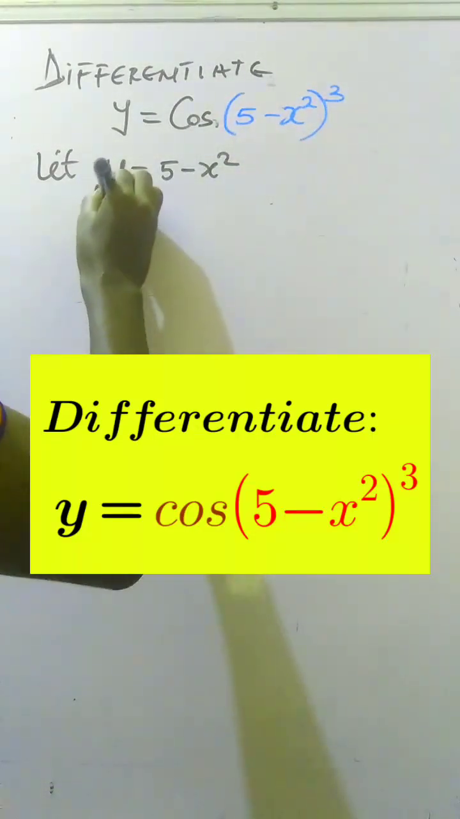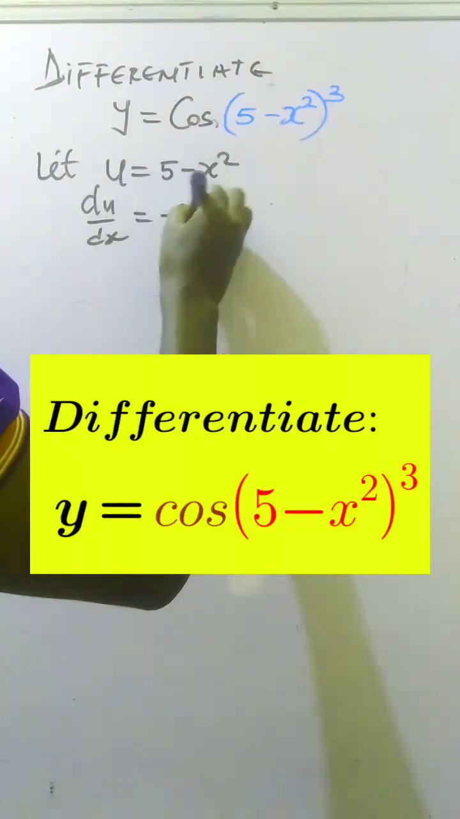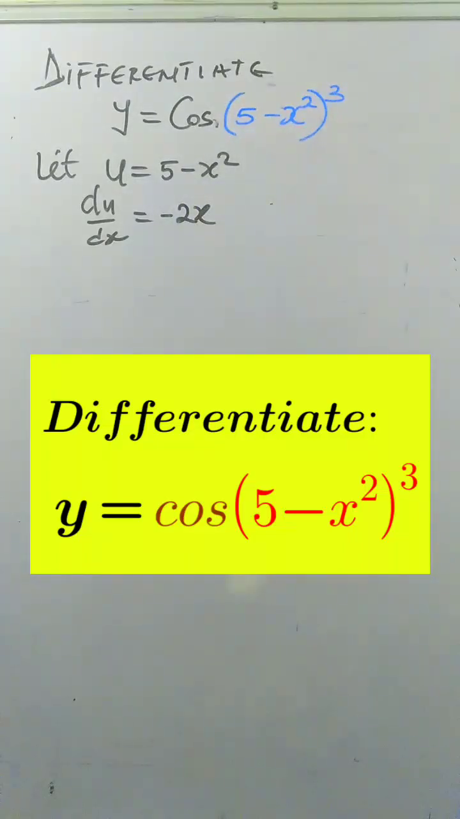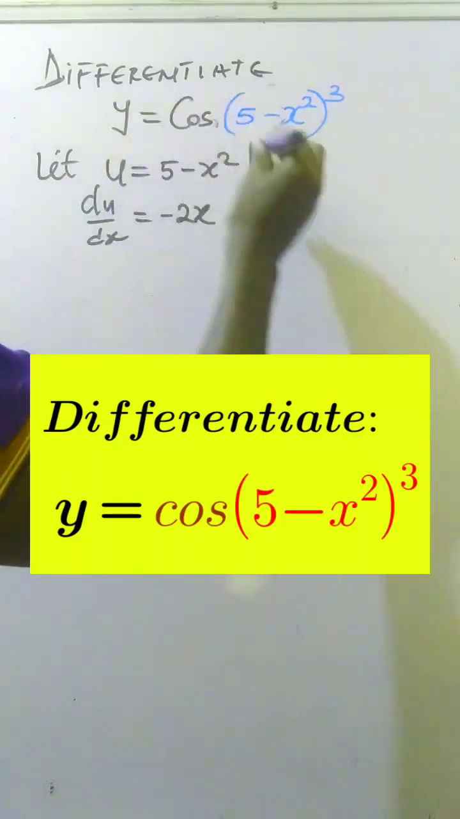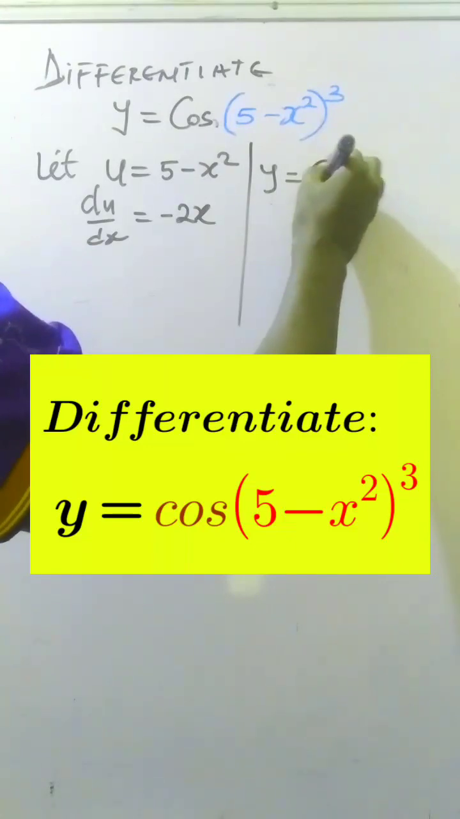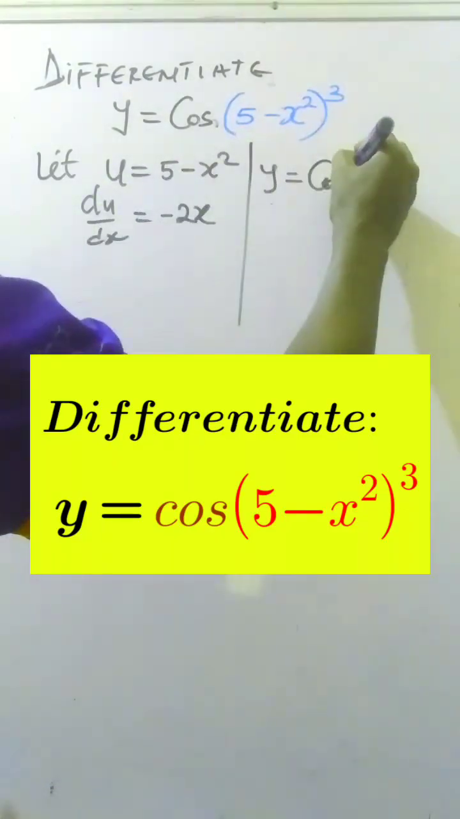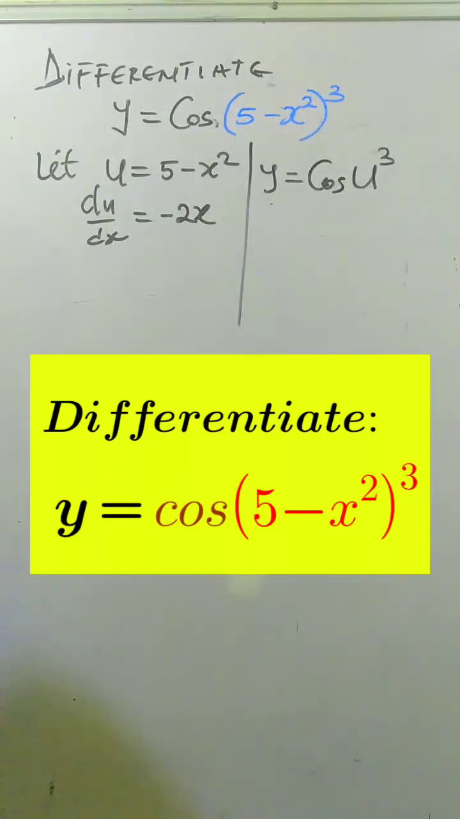If we differentiate du/dx, that will give us minus 2x. I'm done with that. So what's the implication? If u is this, the implication is that y will become cos u raised to the power of 3. Remember, u is taking the place of this. Can you see that?